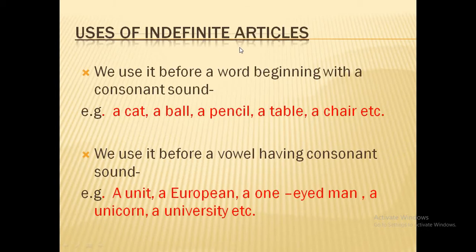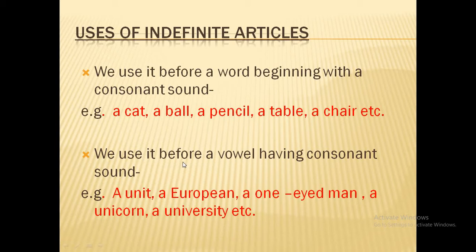Now, the uses of indefinite articles. We use it before a word beginning with a consonant. So, a is used with the consonant sound as in a cat, a ball, a pencil, a table, a chair. When you are talking about something which is singular and it has a consonant sound. Cat as in k, ball as in b. So these are the consonants with which we use a with the singular subject.